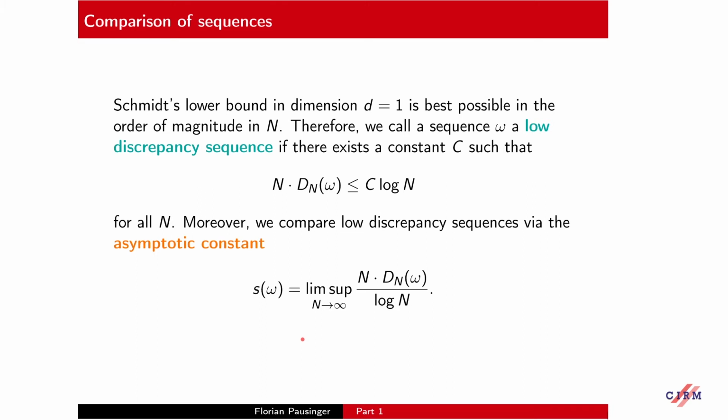So assume you have two low discrepancy sequences and you wonder, well, which one is actually better distributed. Then you can calculate this asymptotic discrepancy constant for both of them, and if this value is smaller for one sequence than for the other, then you can conclude, well, in a certain way, this sequence has a better asymptotic distribution than the other one.